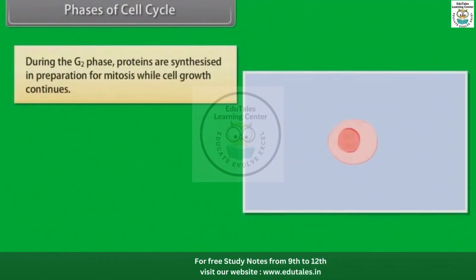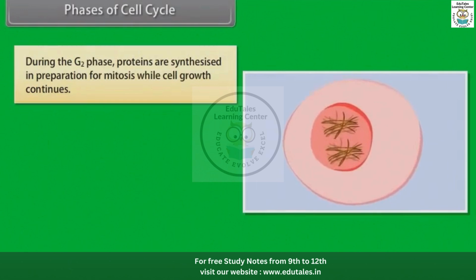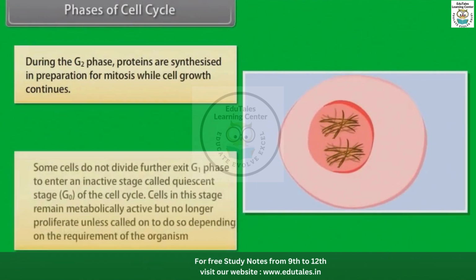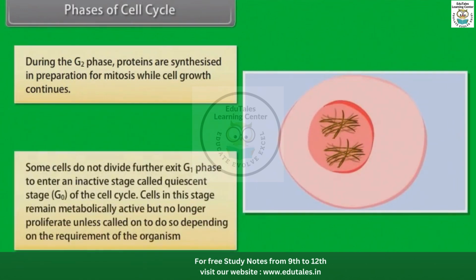During the G2 phase, proteins are synthesized in preparation for mitosis while cell growth continues. Some cells do not divide further and exit G1 phase to enter an inactive stage called quiescent stage, G0, of the cell cycle. Cells in this stage remain metabolically active but no longer proliferate unless called on to do so, depending on the requirement of the organism.